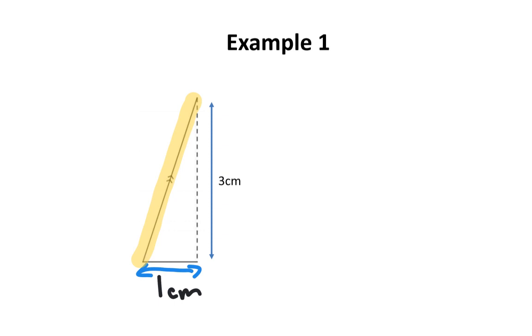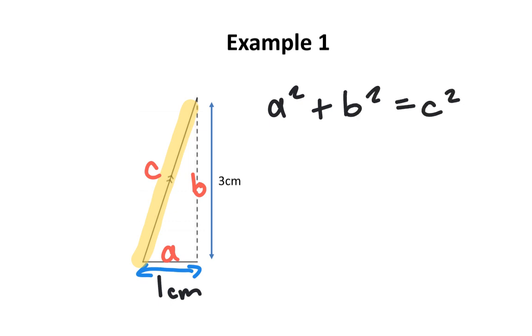Now, because this is a right triangle, that would make the slanted side the hypotenuse, which means I can use the Pythagorean theorem. I'm going to label that a since this is a leg. I'm going to label that b since that is the other leg, and I'm going to label this c since that is the hypotenuse. The Pythagorean theorem is a squared plus b squared equals c squared.